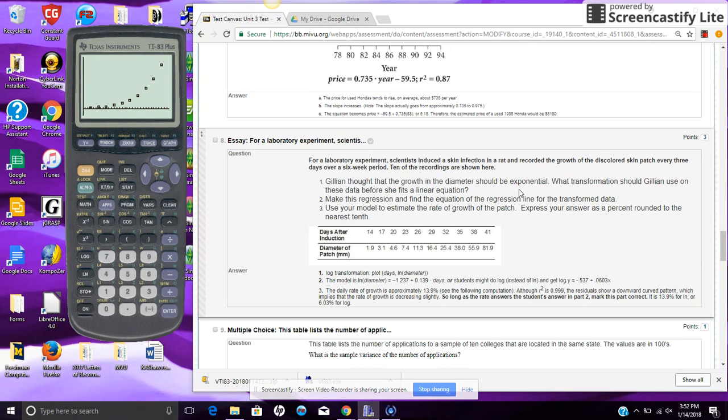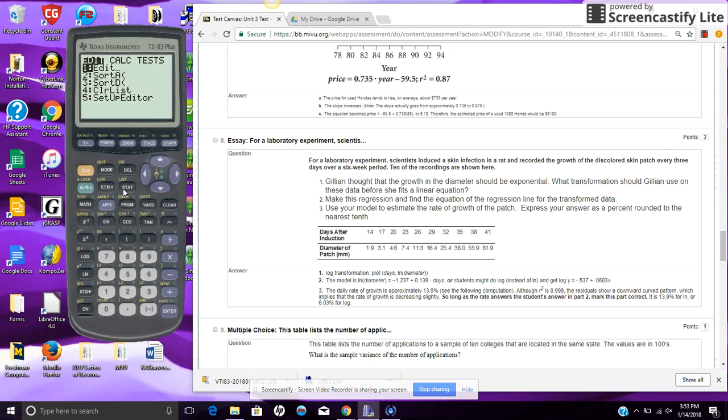So we learned in the chapter that the way we can make things linear is by taking the natural log or the log of what's in the L2 column, or the Y column. So in this case, we're going to take the natural log of the diameter of the patch. So we need to go back to our table of data, and then we're going to come down here. We're going to take the natural log of column L2.